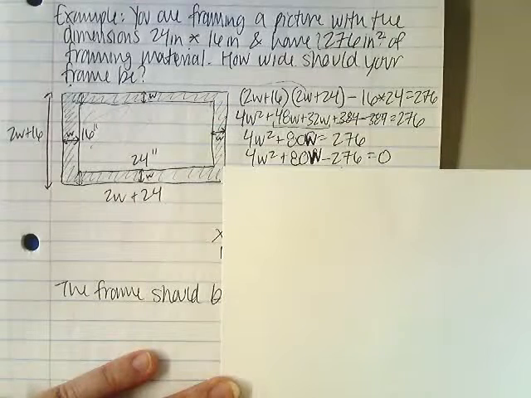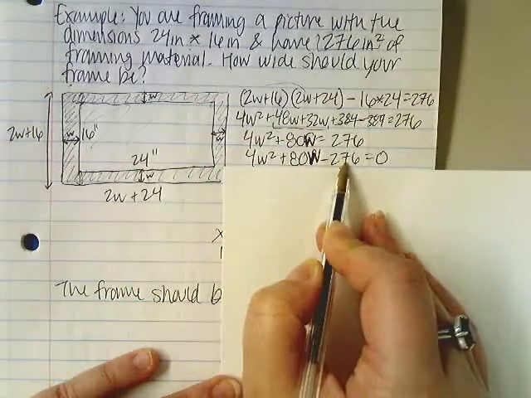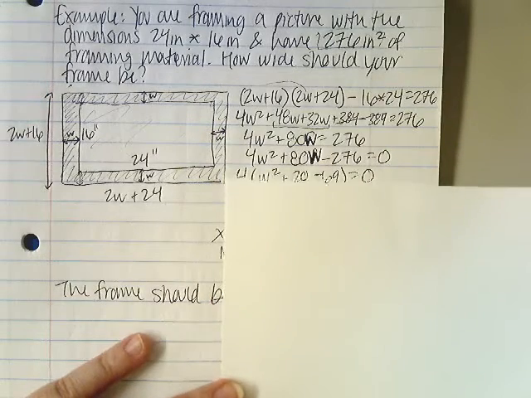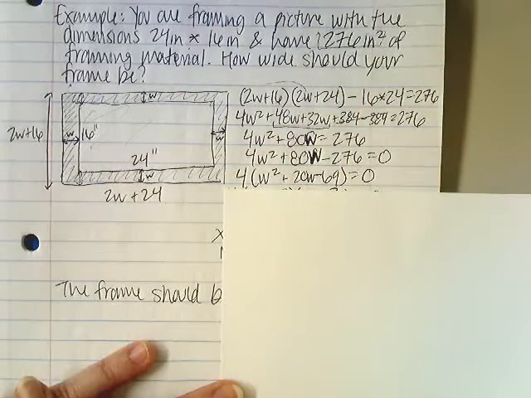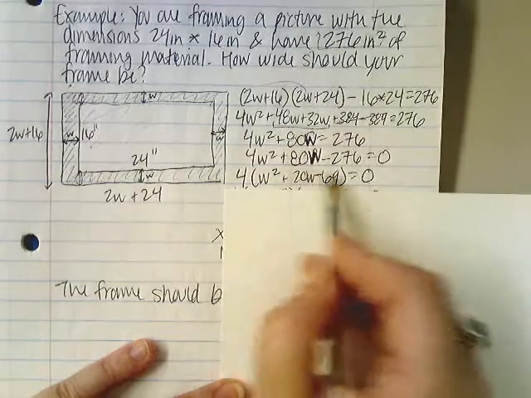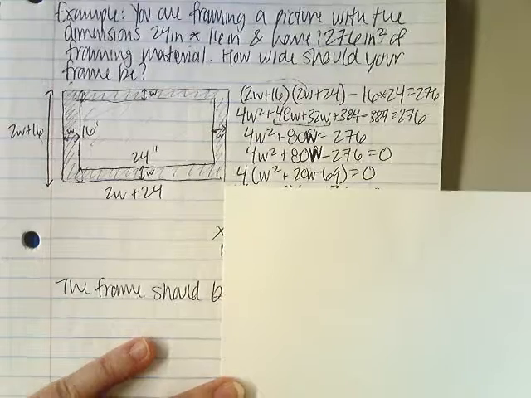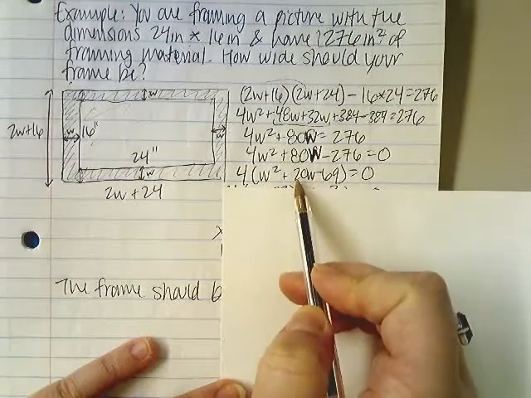and I get 4W squared plus 80W minus 276 is equal to 0. Now I have an expression. Each term is divisible by 4, so I'm going to factor out a 4 next to simplify my quadratic. So I get 4 times (W squared plus 20W minus 69) is equal to 0. And now I'm going to factor what's left inside the parentheses so I can solve by factoring. So if I factor what's left, I'm finding factors of negative 69 that add to 20.